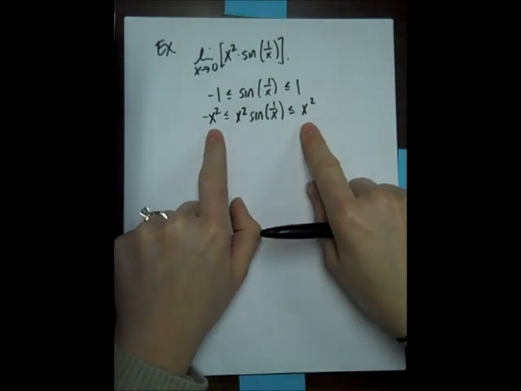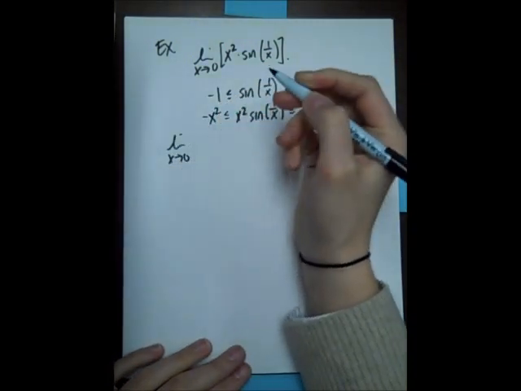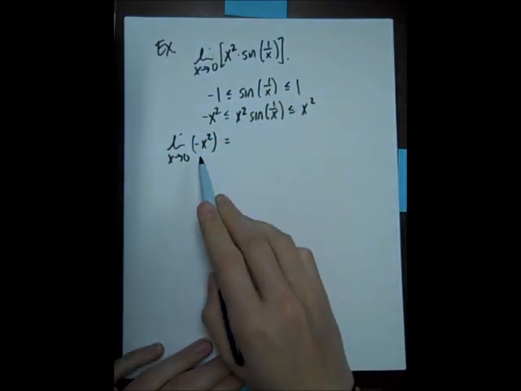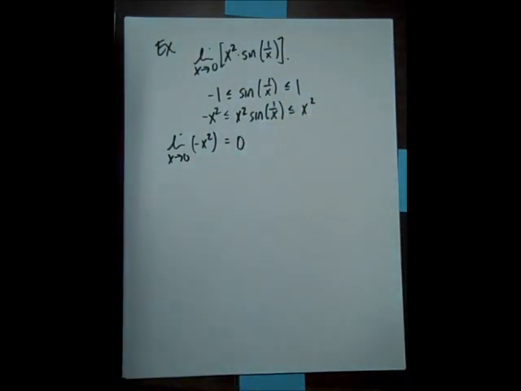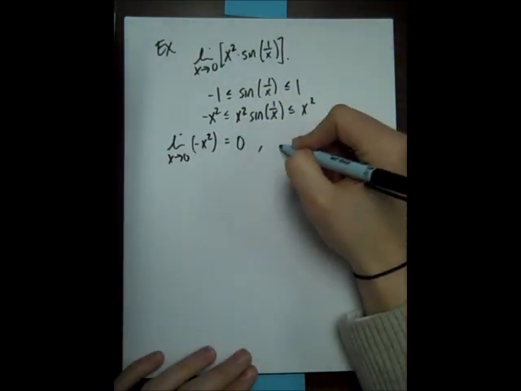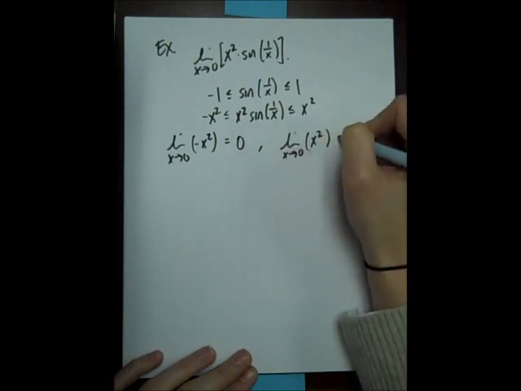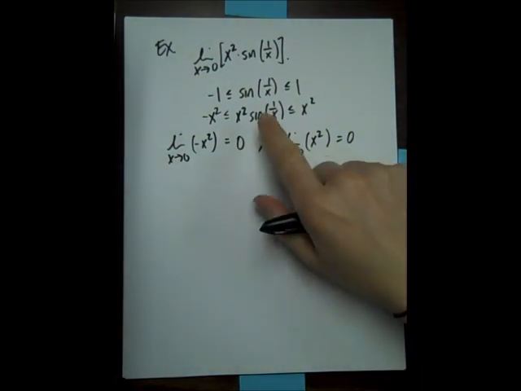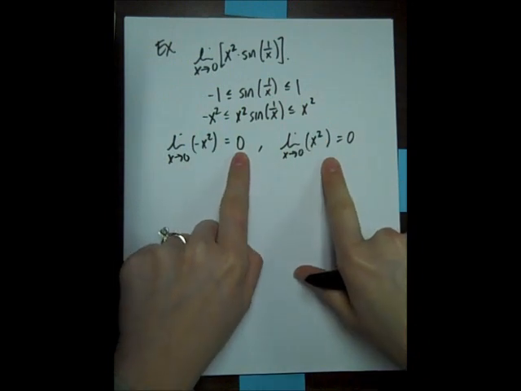Now, why are these two functions good? Well, what is the limit as x approaches 0 of negative x squared? This one's continuous at 0, so just plug it in. That would be negative 0 squared, which is 0. I also know that the limit as x approaches 0 of x squared is also 0. So what I've just done is bound my function between two different functions that have the same limit.